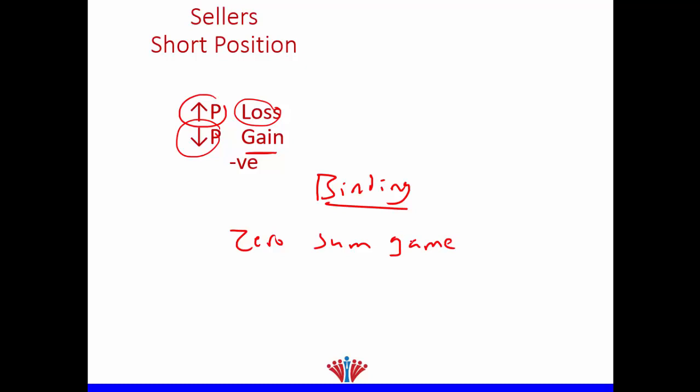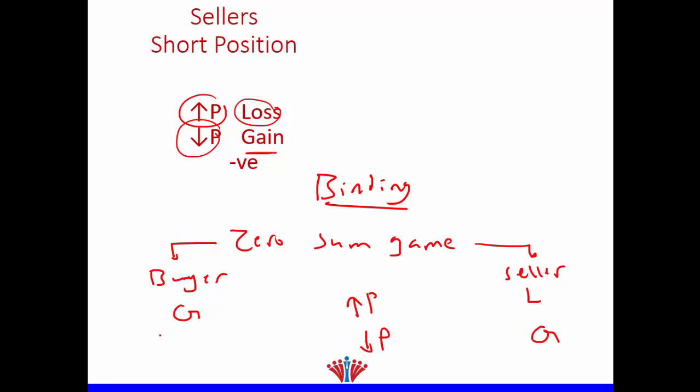It means that if here we have buyers and here we have the seller, long position and short position. If the price increases, buyers will make a gain, but sellers will make a loss. If the price decreases, sellers will make a gain, but buyers will make a loss. Which means in the same contract, buyers and sellers cannot both win, cannot both lose. One must be a winner, the other one must be a loser.